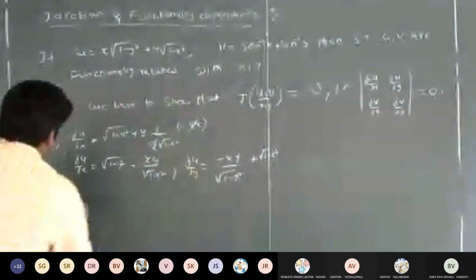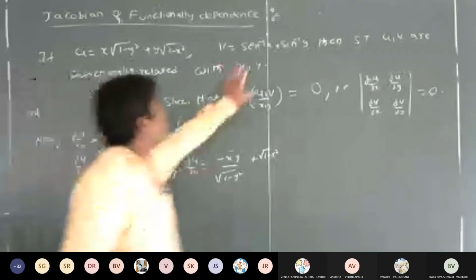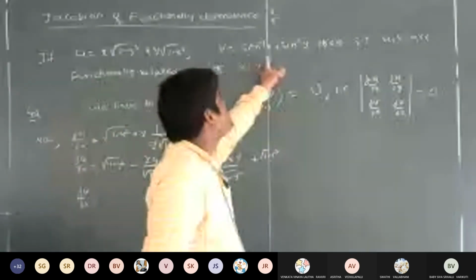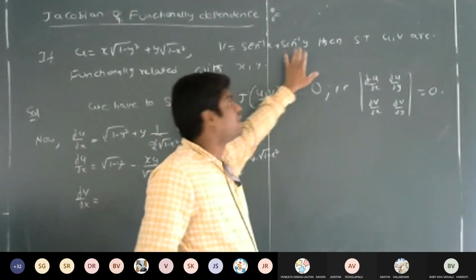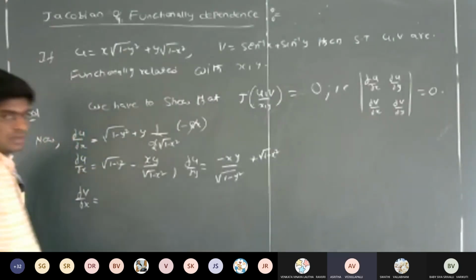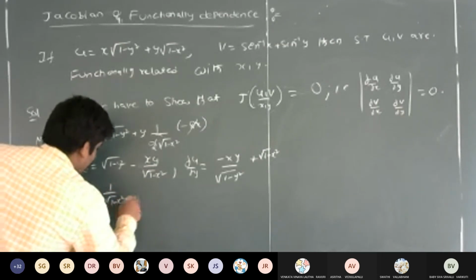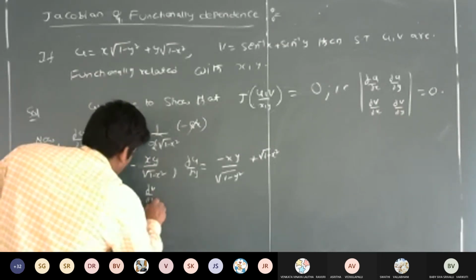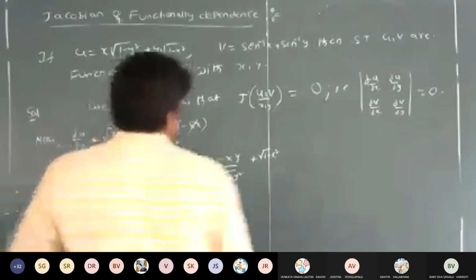Similarly, coming to dou v by dou x, it is also very easy. So dou v by dou x is nothing but dou by dou x of sin inverse x plus dou by dou x of sin inverse y. So obviously it is 0. What is the derivative of sin inverse x? 1 by root over 1 minus x square. Similarly, dou v by dou y is also 1 by root over 1 minus y square. It is a very simple question, right?